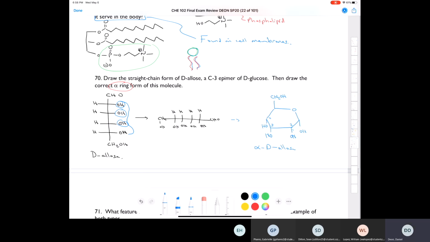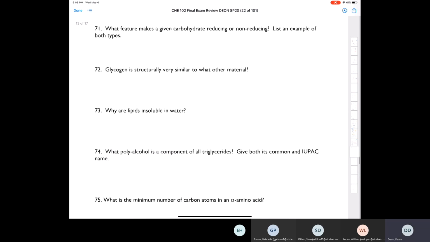There we go. All right, so everybody should be able to do that. We spent quite a bit of time practicing those. Okay. Anyhow, let's move on to something else. Moving right along.